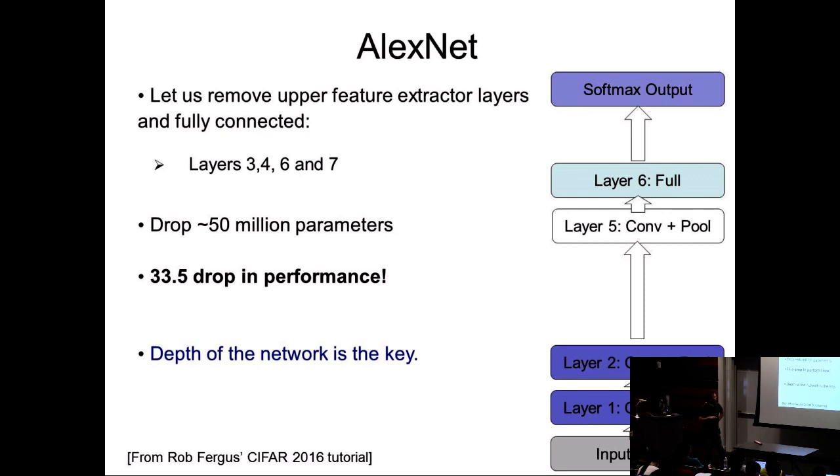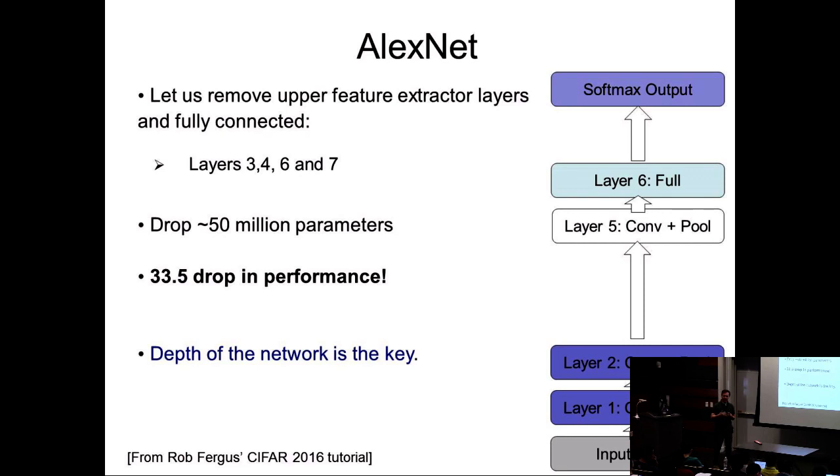Now, if you drop layers 3, 4, 6, and 7, so it's like conv, fully connected, softmax, a much shallower network, you drop about 50 million parameters. You have about a 33.5% drop in performance. Right? So that was basically saying something about maybe the depth of the network somehow matters.